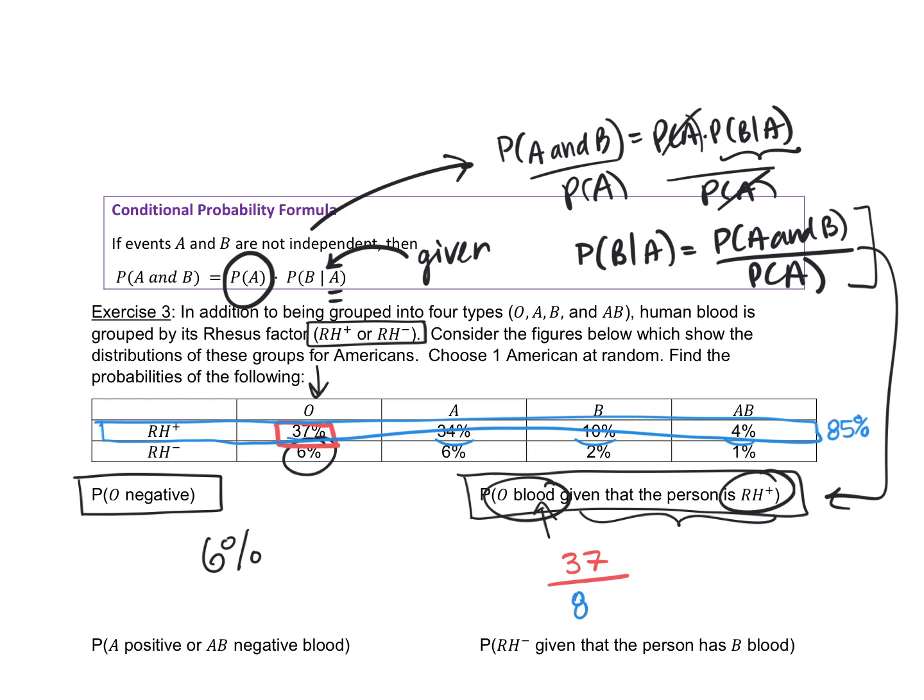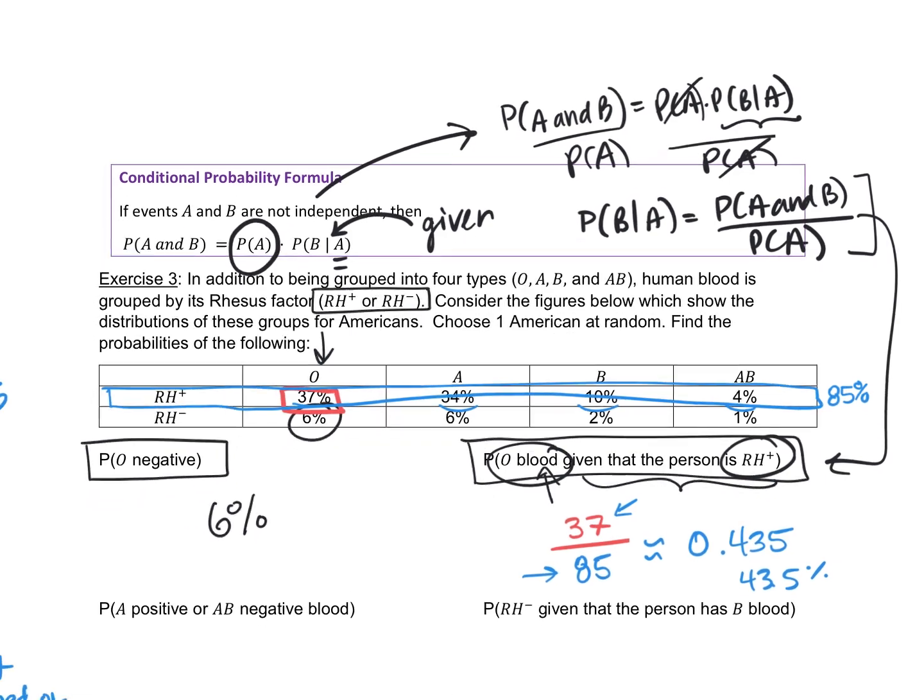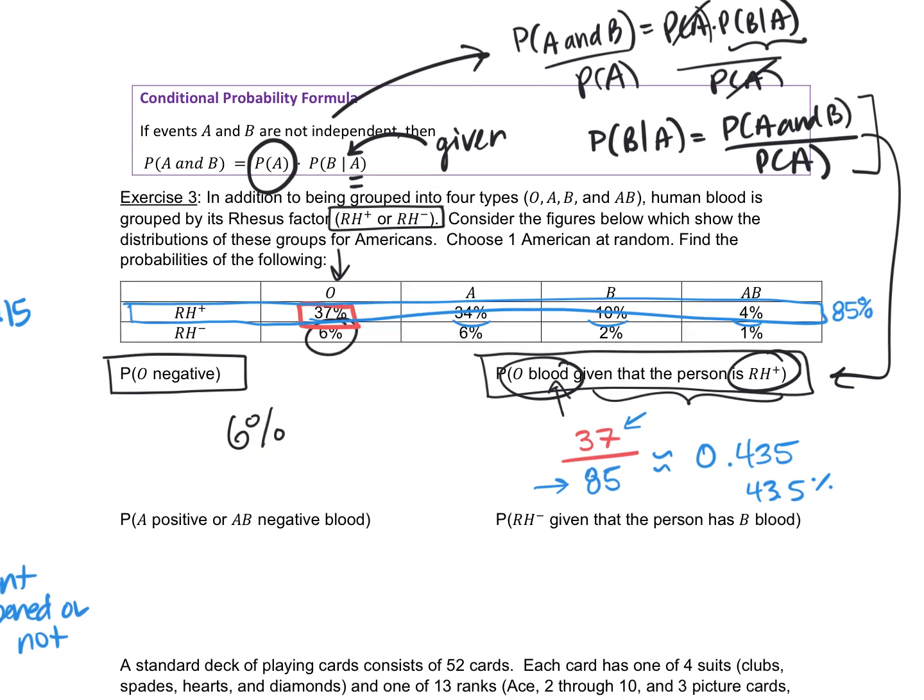We're going to take that 37 out of the 85, which dividing gets us about 0.435. So notice that this is really like 43.5%. It's an increase from the 37 because we have a smaller group that we're looking at. We're not looking at the whole 100%.